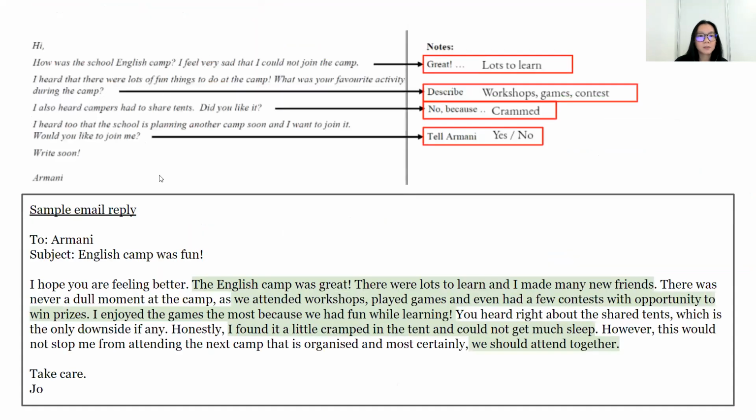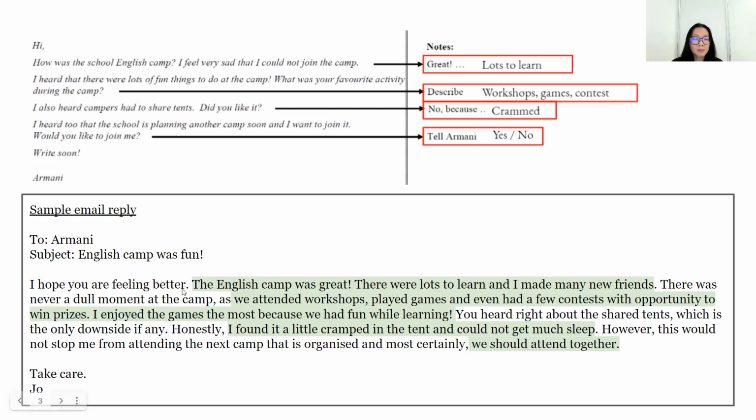Okay, so this is an example that I had written. So this is a sample email reply. So when it's an email, just put similar to the format that has been given to you, write to, and then your friend's name, Amani, subject. It can be, of course, related to the email in your reply. So I decided to put English Camp was fun. Okay. All right. So to reply, I hope you are feeling better.